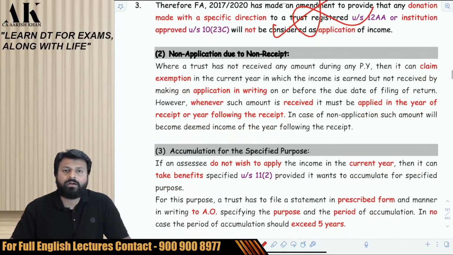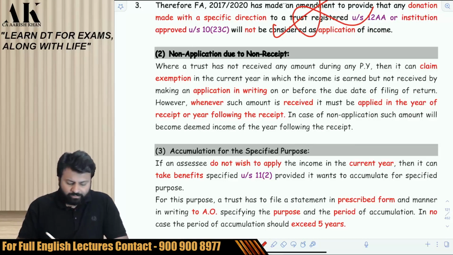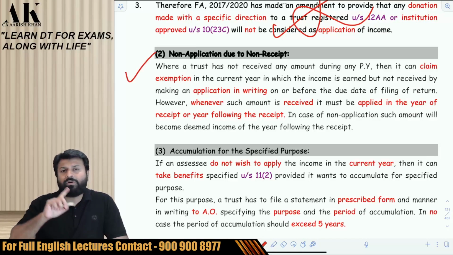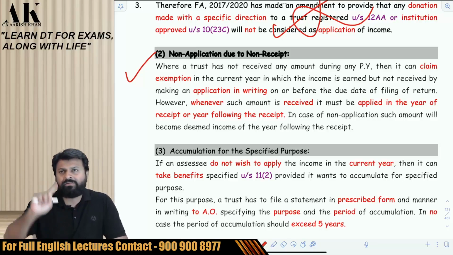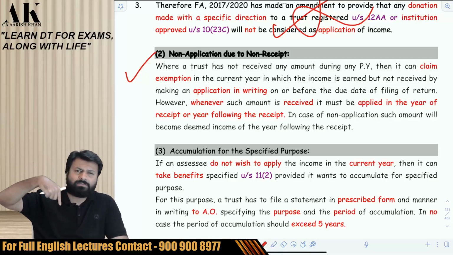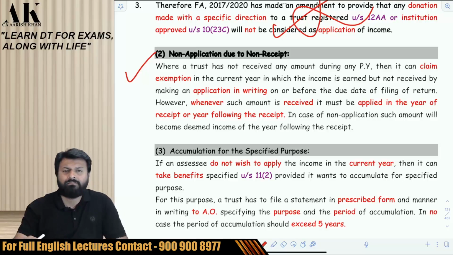Next, you are not able to apply the money because you have not received it. So if you have not received it, that is the reason you are not able to apply the money. In that case, the government says that you can claim exemption today and you have to apply in the year in which you receive or in the year following the receipt. So if you receive in 2025-26, you can claim exemption today, and then you can apply in the year in which you receive or the year following the receipt.